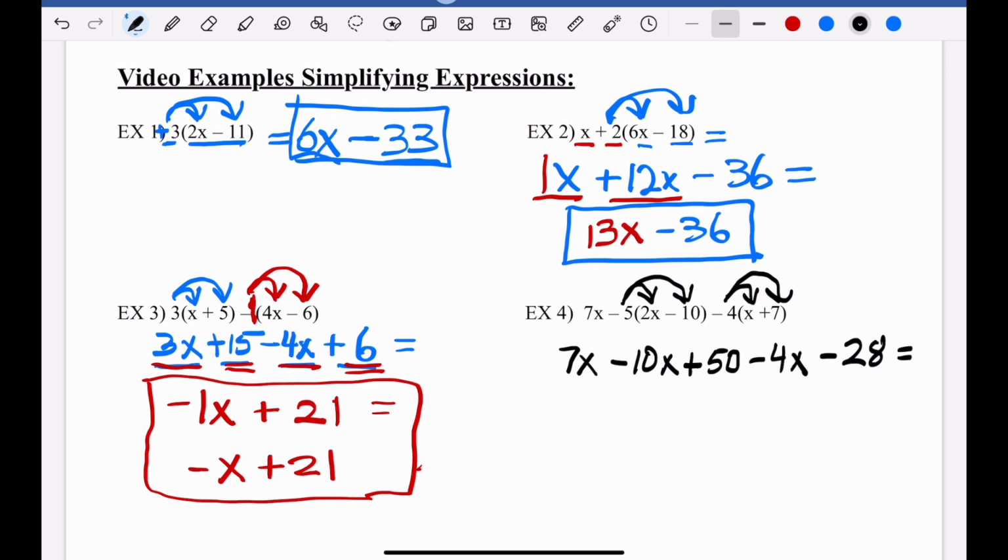I should be able to combine variable terms with variable terms, constants with constants. So let's do that. We're going to combine 7x with negative 10x with negative 4x. So you can put that in your calculator, 7 minus 10 minus 4, or you can do it in your head. That would give you negative 7x. So 7 minus 10 would be negative 3, minus 4 would be negative 7x. And then we're going to combine positive 50 with negative 28. Positive is bigger, so positive 50, and that would be a positive 22.